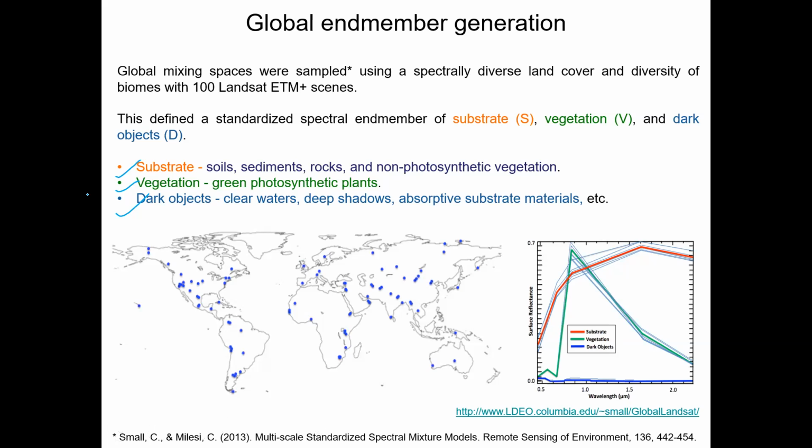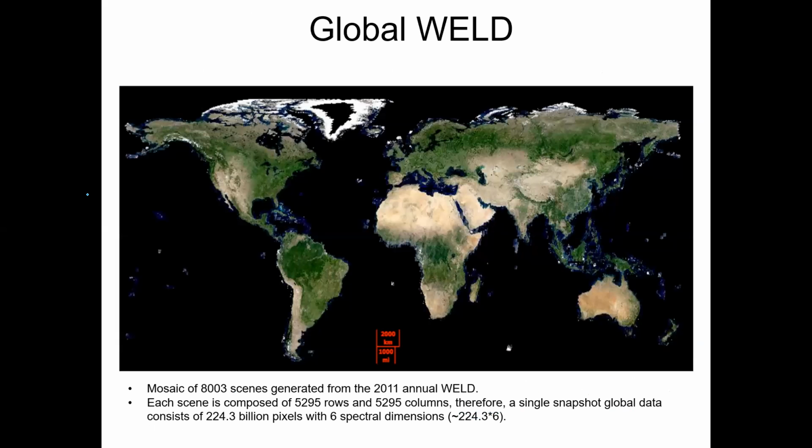Vegetation represents green photosynthetic plants. And dark objects represents clear water, deep shadows, oceans that include Pacific Ocean, Atlantic Ocean, Indian Ocean, and so on. So we thought of utilizing this particular endmember library to solve the global data classification. This is a snapshot of the global data. It has 8,003 scenes. Every scene has 5,295 rows and 5,295 columns, altogether consisting of 224 billion pixels in 6 spectral dimensions.